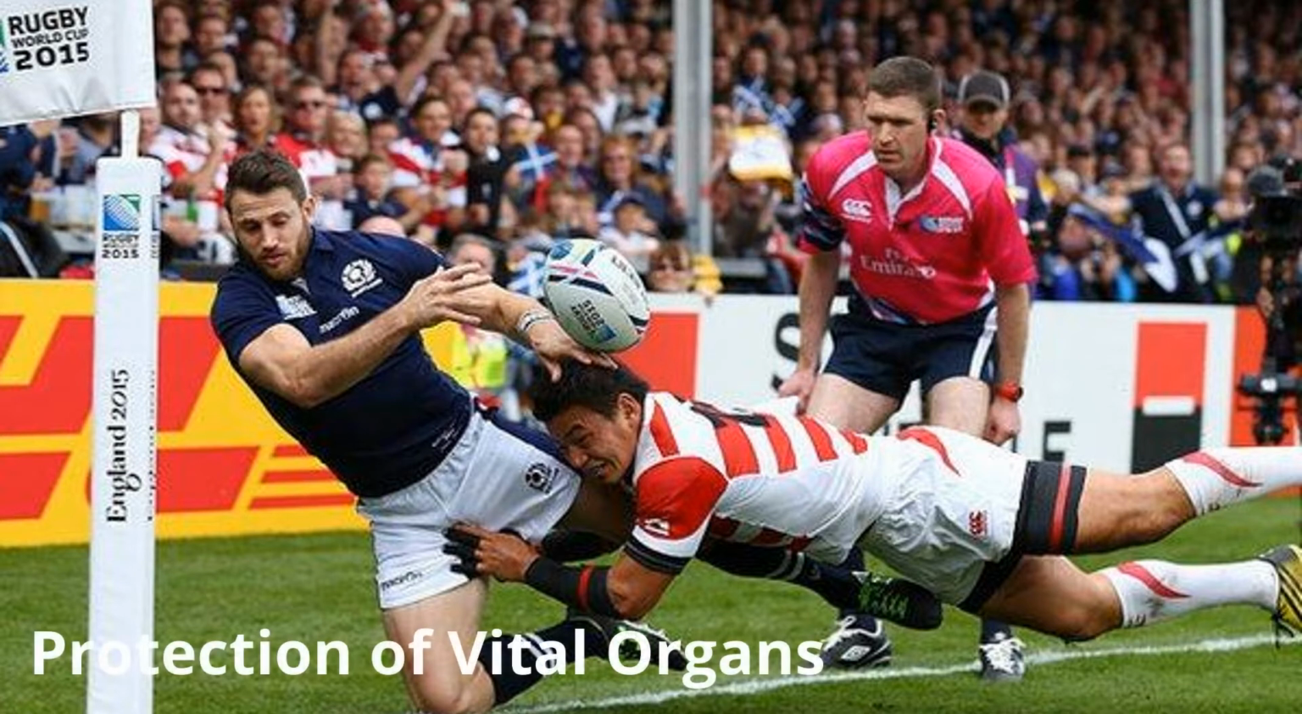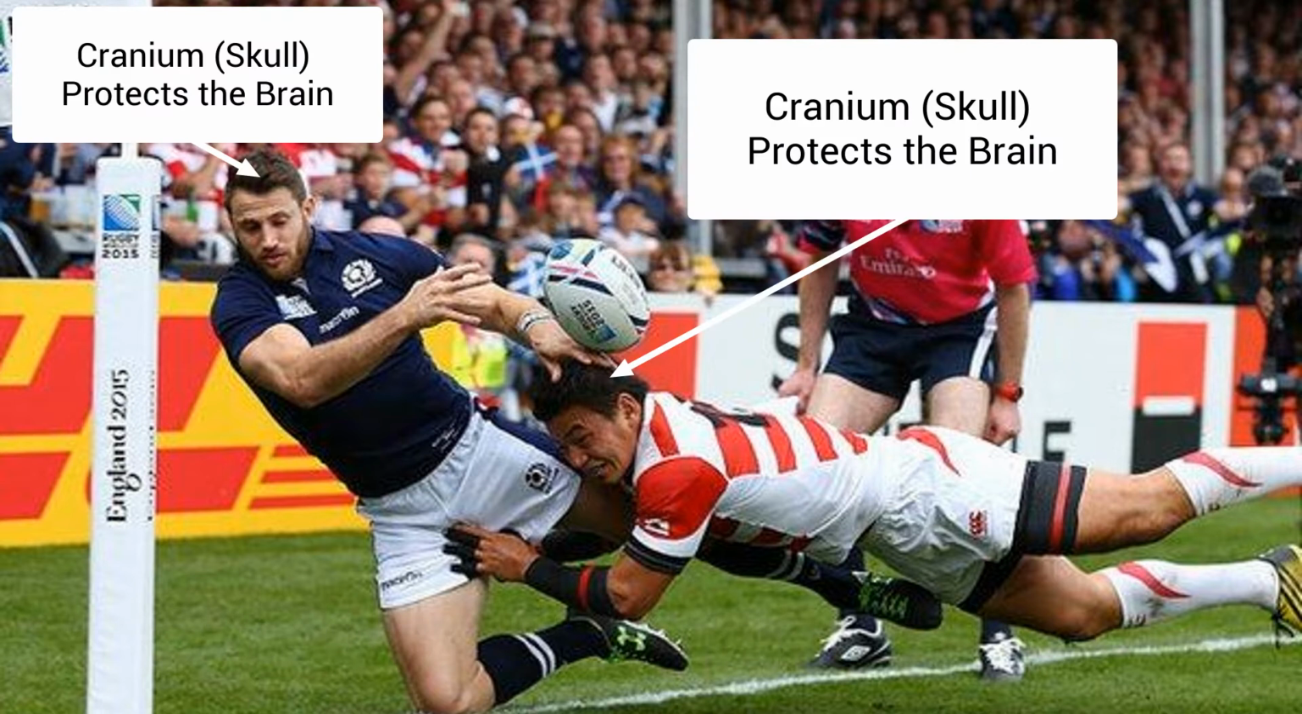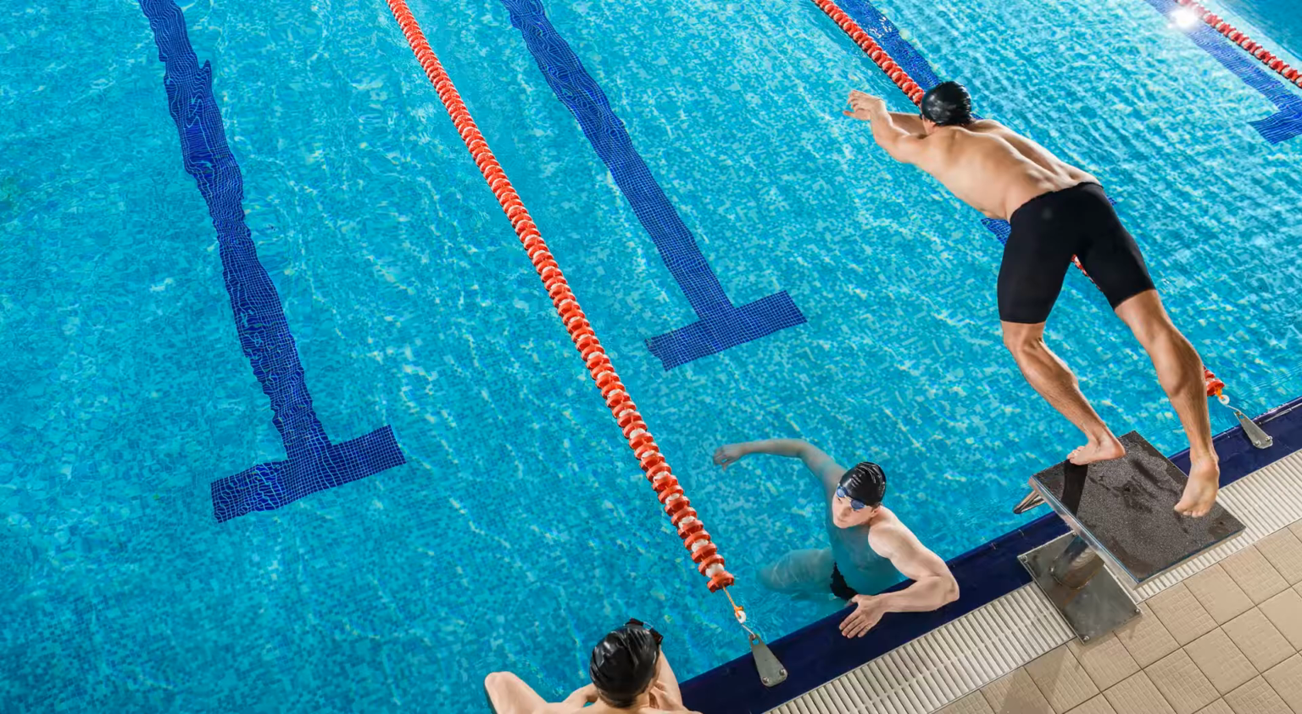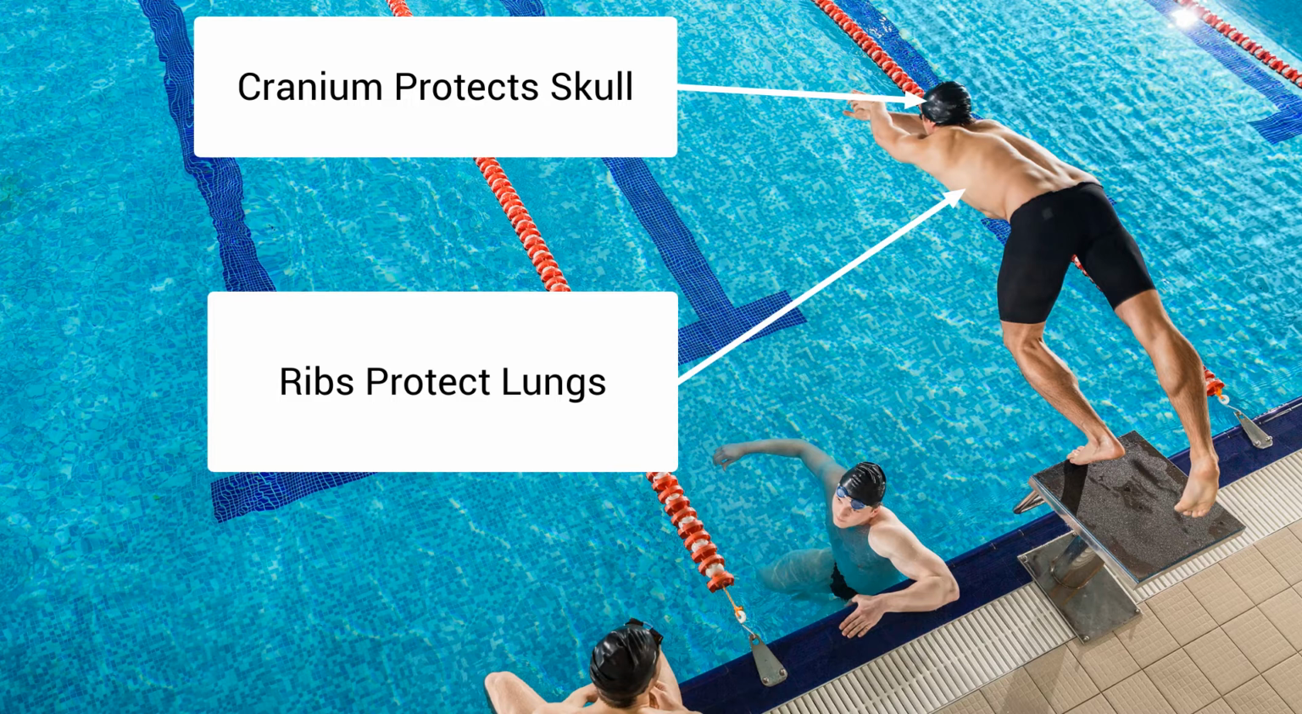The first function of the skeletal system is the protection of vital organs. Certain bones in the body are made to protect our organs, and these are known as flat bones. For example, in rugby, the cranium, which you might know as the skull, is there to help protect players' brains during a tackle. Likewise, the ribs help to protect the lungs from becoming damaged. Similarly, as a swimmer dives into a pool, they also need their flat bones to protect them as they make contact with the water. This will help stop their organs becoming damaged.